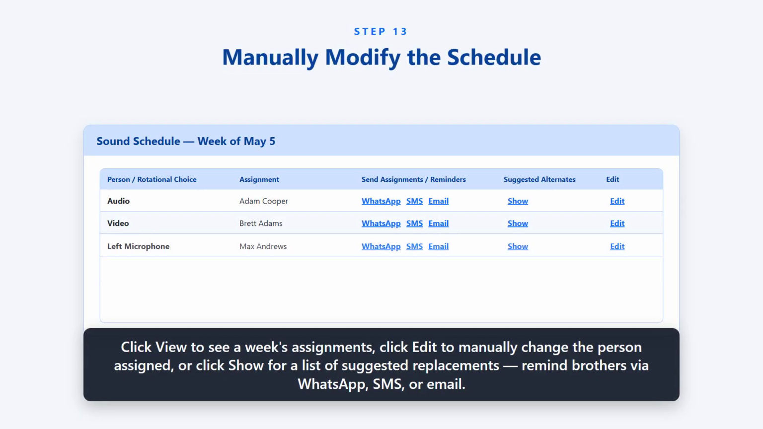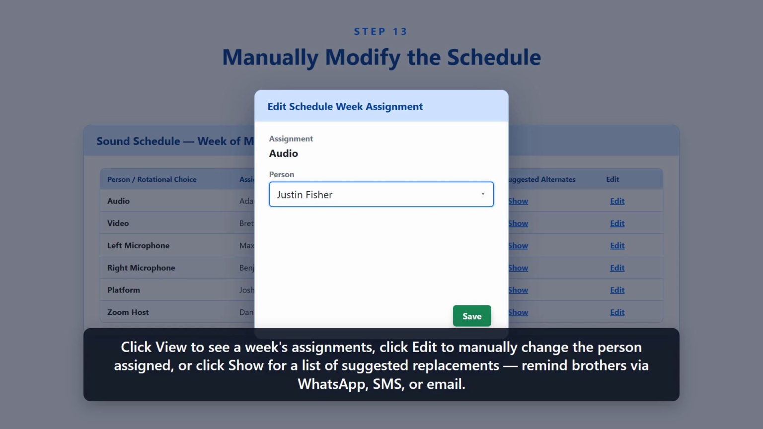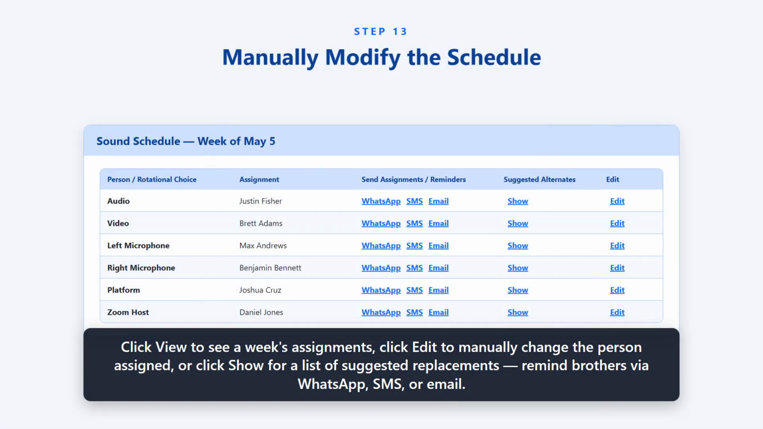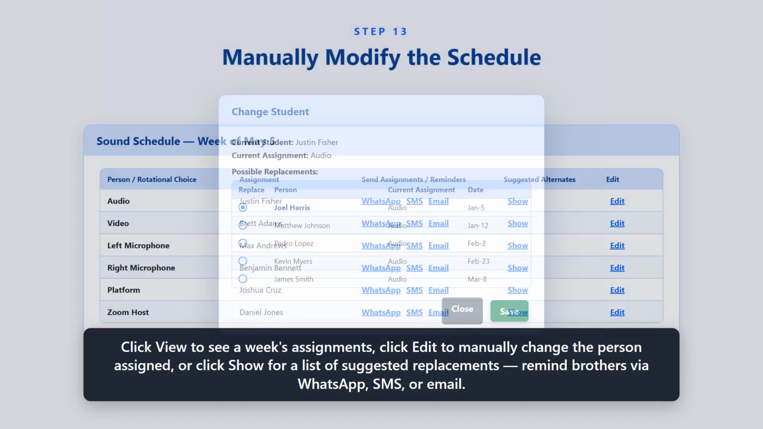Click View to see that week's assignments. Then click Edit to swap a person, or click Show for smart replacements, sorted by who has gone the longest without an assignment. You can also send assignment reminders by WhatsApp, SMS, or email.